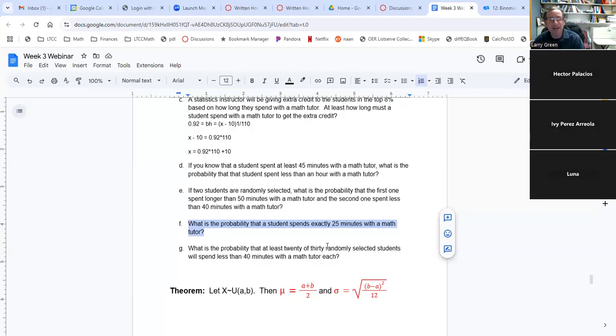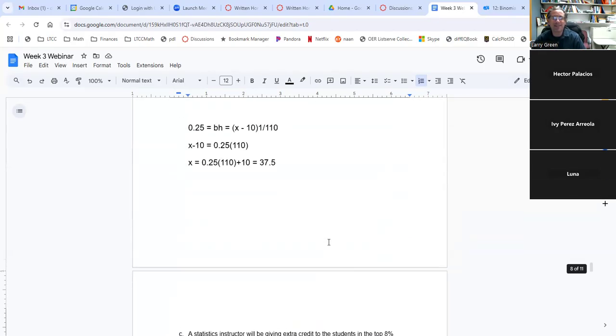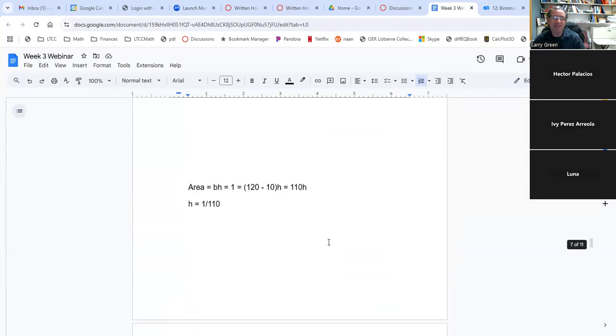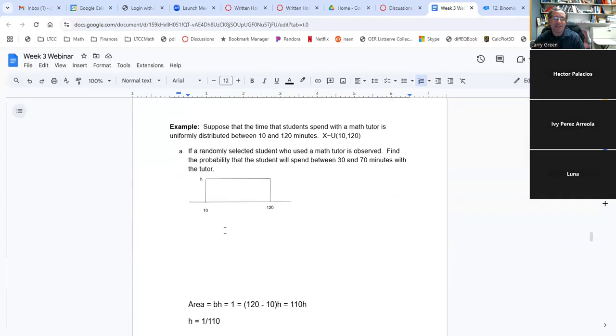It's not 1 over 25. Let's take a look at the picture again. If you're exactly 25, what's the low? What's the high? So how far is the base from low to high? 0. So what's the base times the height?